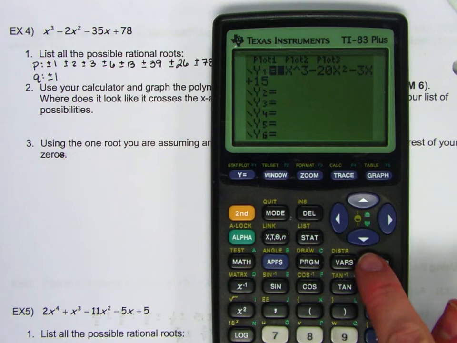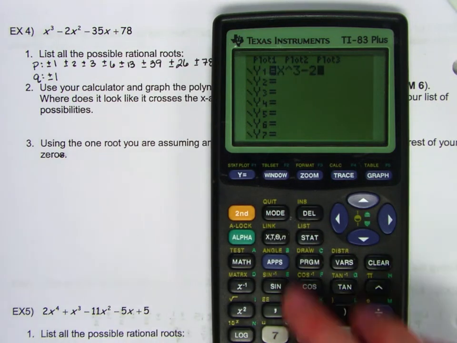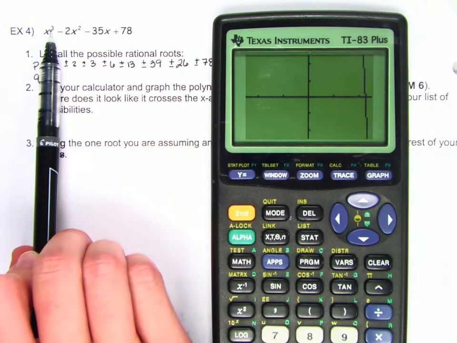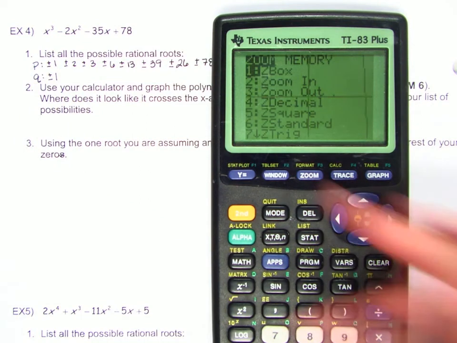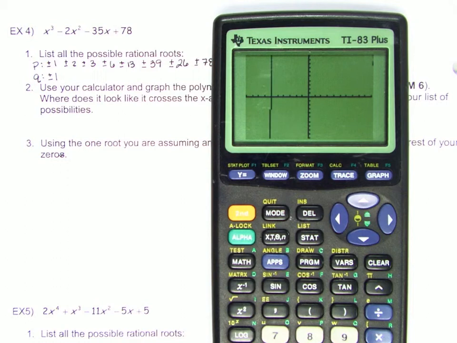I'm going to clear out the graph that I just did. I'm going to say x cubed minus 2x squared minus 35x plus 78. Well, I know that this has 3 roots to it, whether those be imaginary or real, we have yet to find out. So let's zoom this standard to see if we can estimate. Oh, good. There are 3 places where it crosses that x-axis.